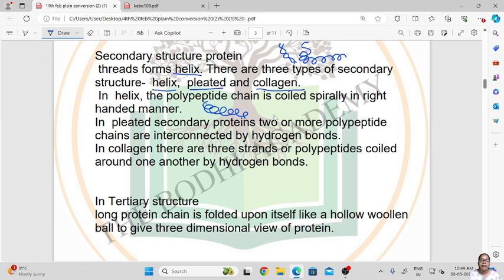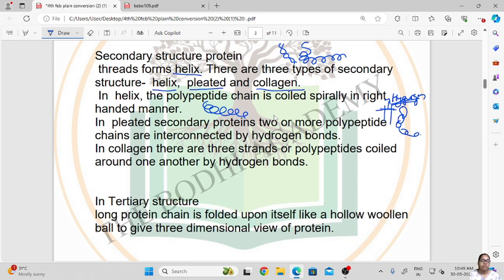In plated secondary protein, two or more polypeptide chains are interconnected by hydrogen bonds. So here what will happen, they are interconnected and they will form a chain-like structure, and the two protein strands will be held by hydrogen bond. So hydrogen bond will connect the two different protein chains together.